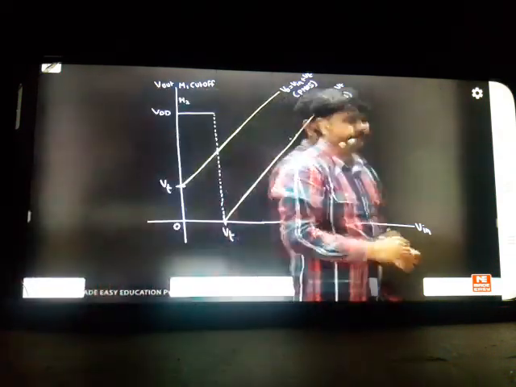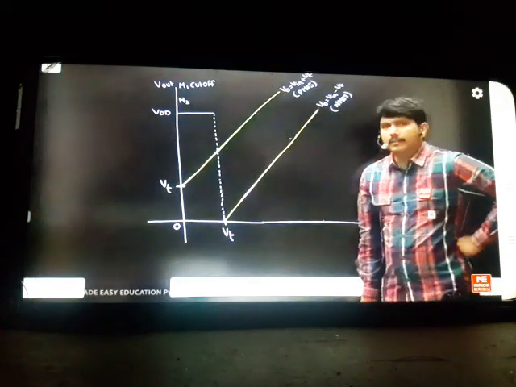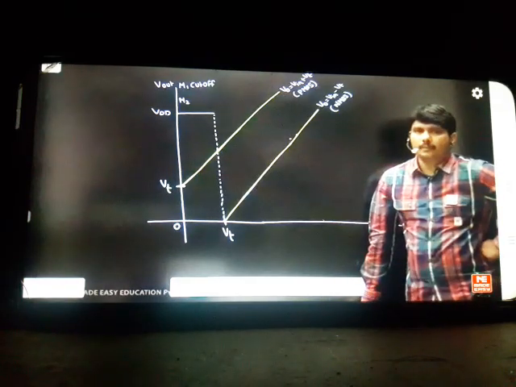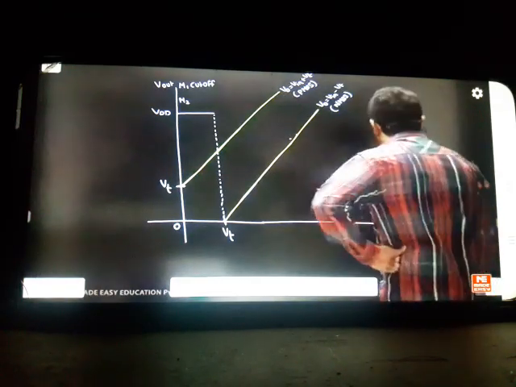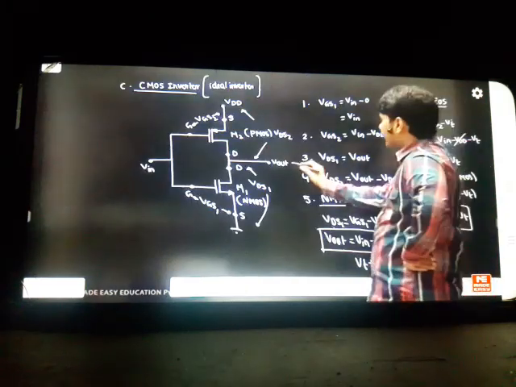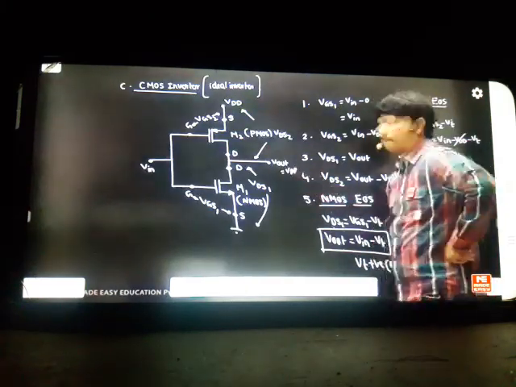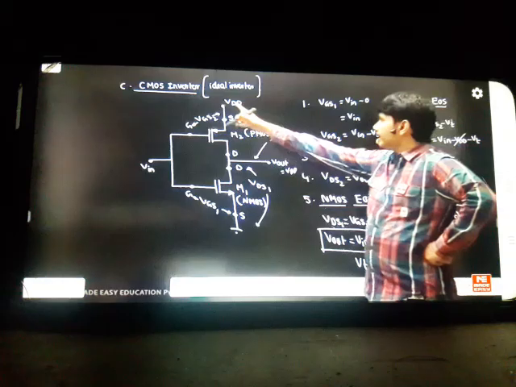Somebody asked me, then how will you verify it? How to verify the concept now? M1 is in cutoff, that I understood. But M2 is in which region? If anybody asks this simple question, what is the trick for this? You can go back and see your diagram. Your output became VDD. This is also VDD, this is also VDD.